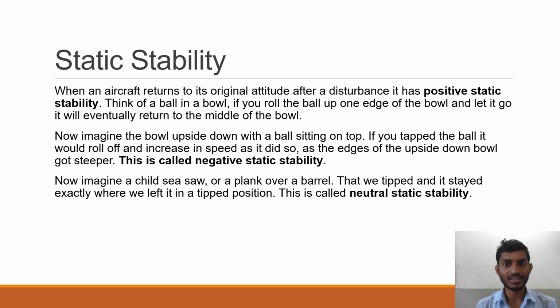Static stability. When an aircraft returns to its original attitude after a disturbance, it has positive static stability. Think of a ball in a bowl. If you roll the ball up one edge of the bowl and let it go, it will eventually return to the middle of the bowl. Now imagine the bowl upside down with a ball sitting on top. If you tap the ball, it will roll off and increase in speed as it does so, as the edges of the upside down bowl get steeper. This is called negative static stability.